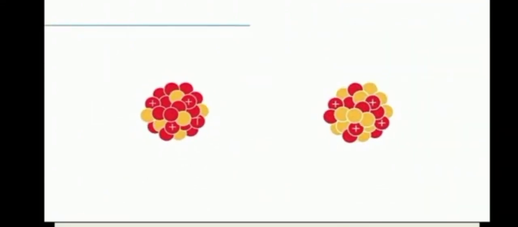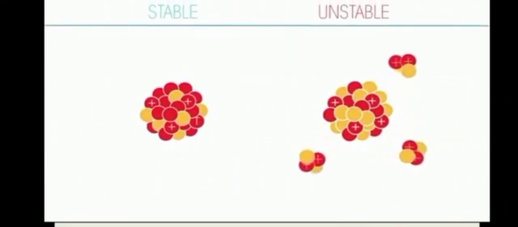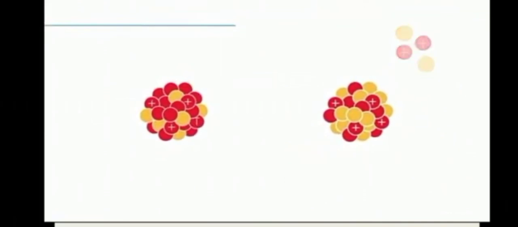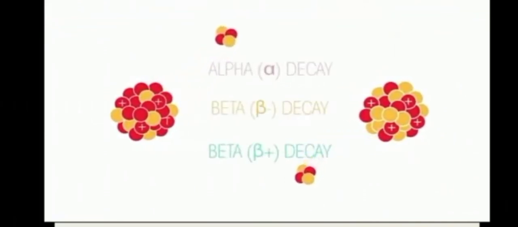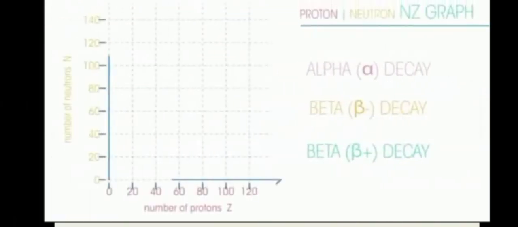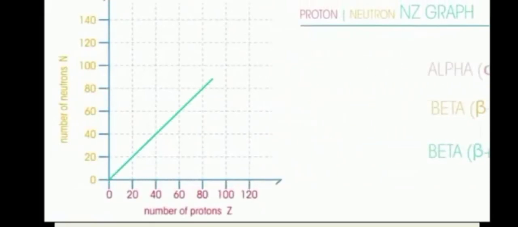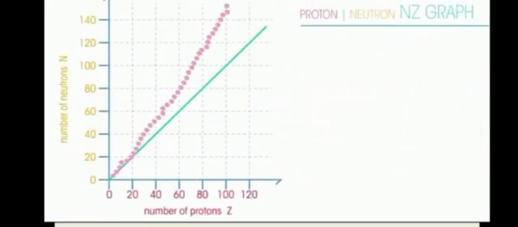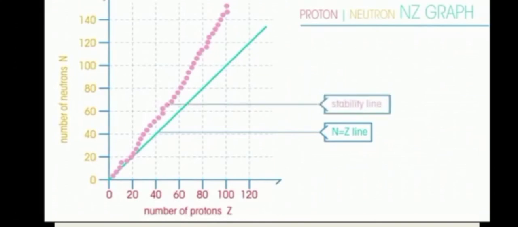So how do we know if an atom is stable or unstable? We can determine whether a radioisotope is likely to decay and what type of decay is likely to occur by looking at its position on a proton-neutron NZ graph. This graph shows the number of protons on the x-axis and the number of neutrons on the y-axis. This is the stability line. If a radioisotope lies left or right of this line, it is unstable and likely to decay to become stable.